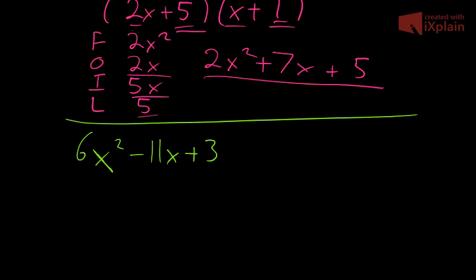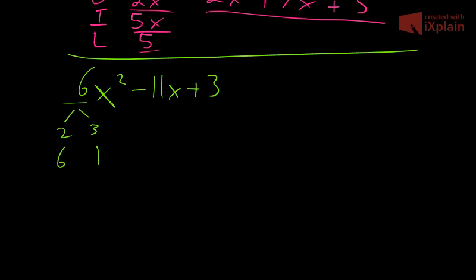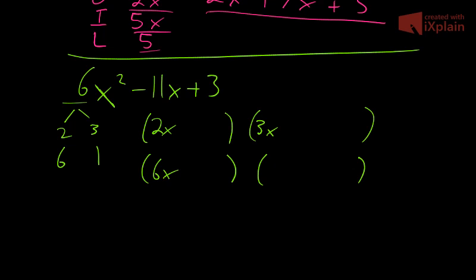If I want to factor this, it's going to be a little bit harder because there's a few different ways I can make a 6x squared. And the different ways I can make a 6 are going to be 2 and 3, or I could do 6 and 1. I'll write that down. So I could either do 2 times 3 or 6 times 1. So I'm going to write out both of those. It's either going to be 2x and 3x, or 6x and x. And I'm not quite sure which one yet.